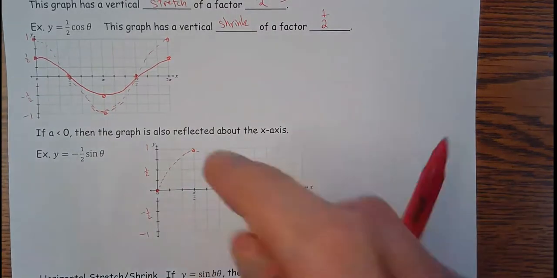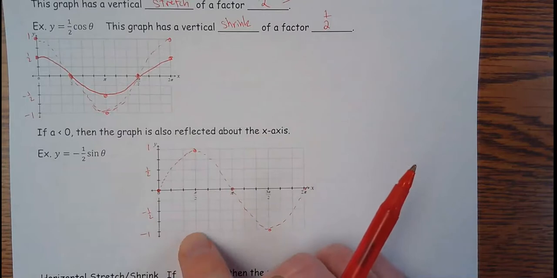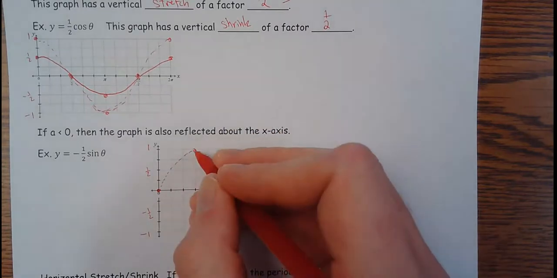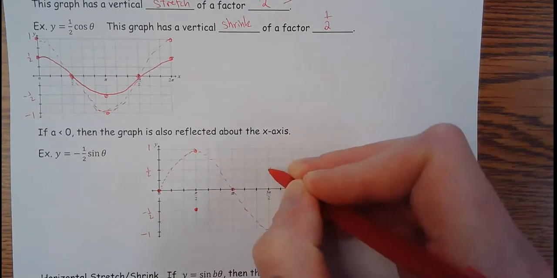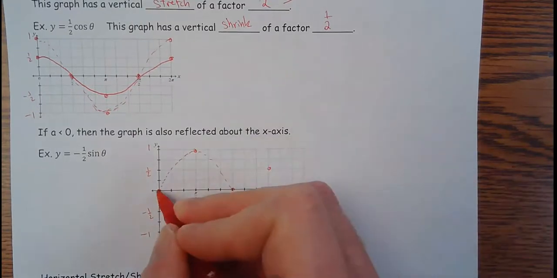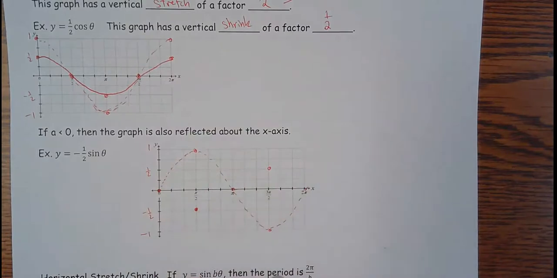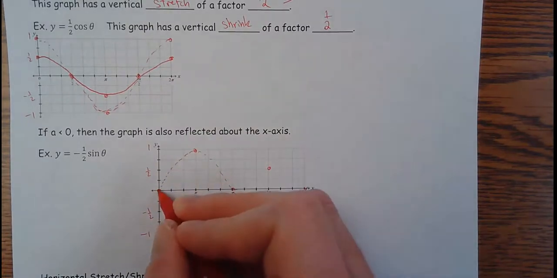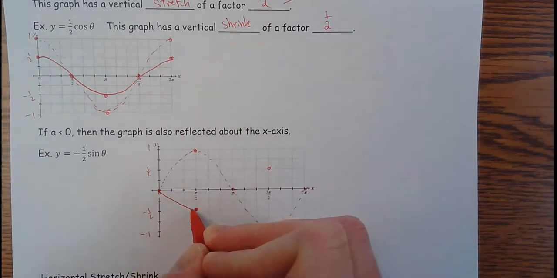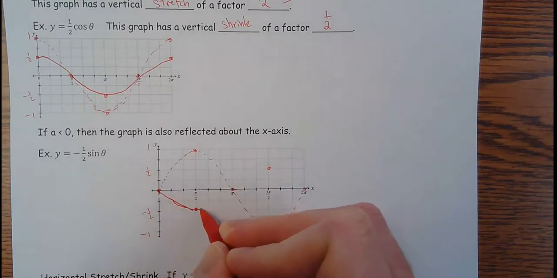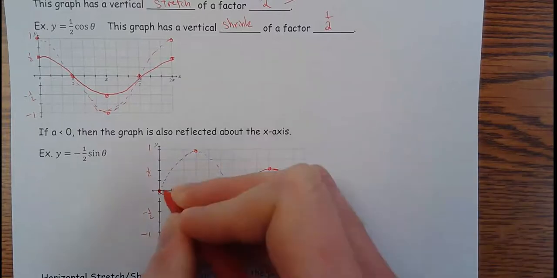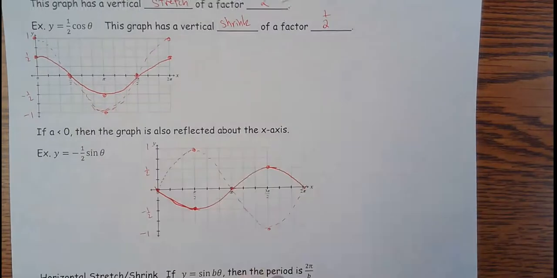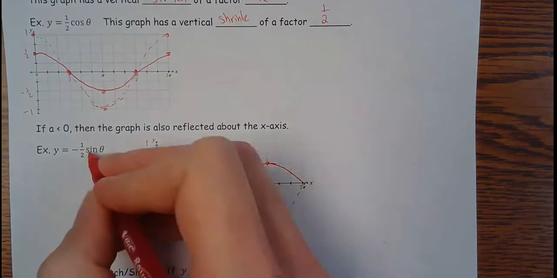Now -1/2 actually flips it over, and the amplitude is 1/2 now. So this point gets flipped over and then cut in half. This point gets flipped over and then cut in half. Now it's still going to go through these zeros. Zeros don't change when you're doing an amplitude change. So this is actually going to look something like this. Okay, so there, that would be the -1/2.